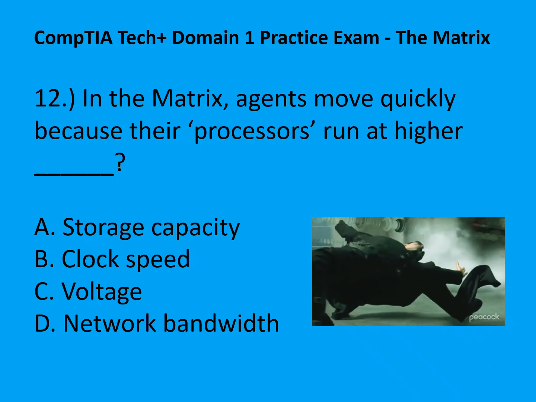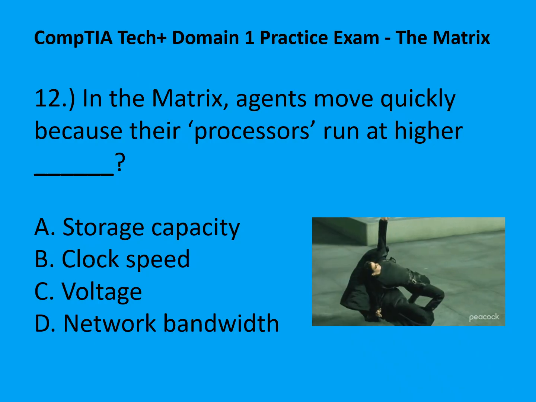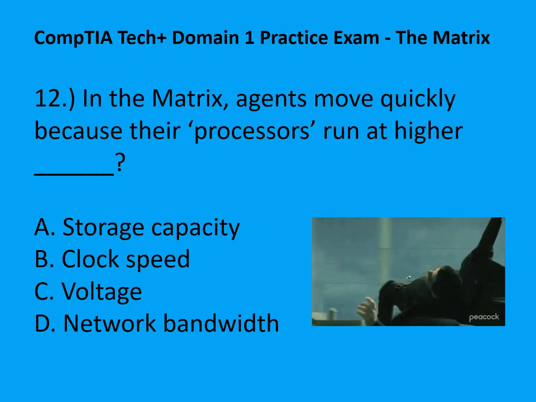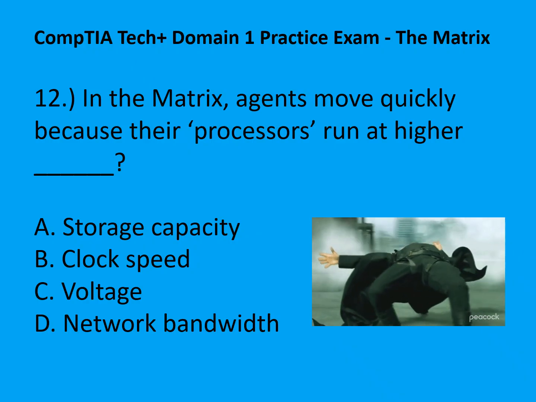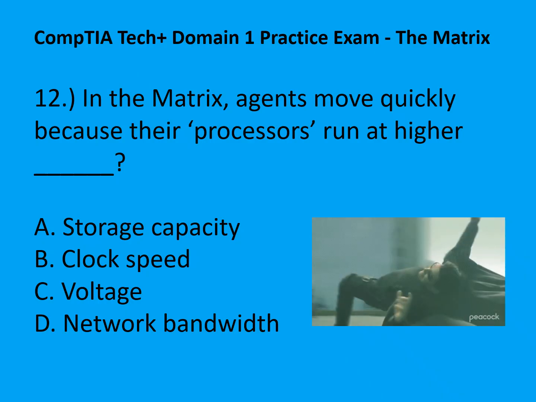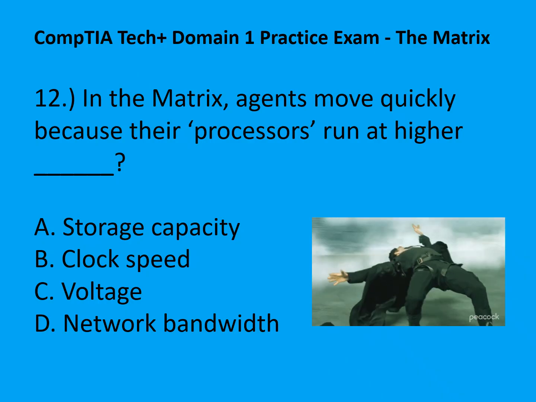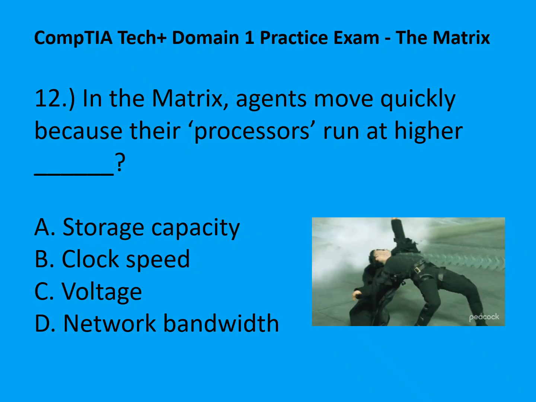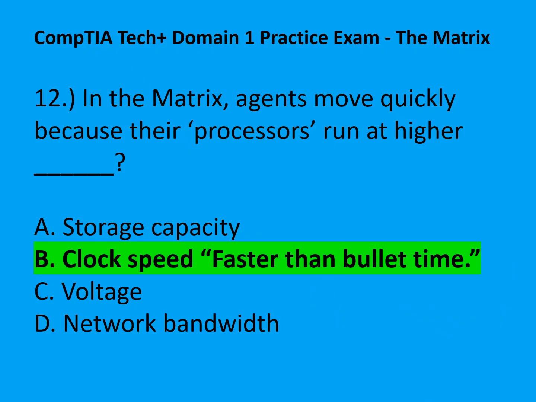Question 12. In the matrix, agents move quickly because their processors run at a higher what? A. Storage capacity. B. Clock speed. C. Voltage. D. Network bandwidth. And the correct answer is B. Clock speed. More gigahertz equals more frames per second in reality. Cue slow motion dodging.